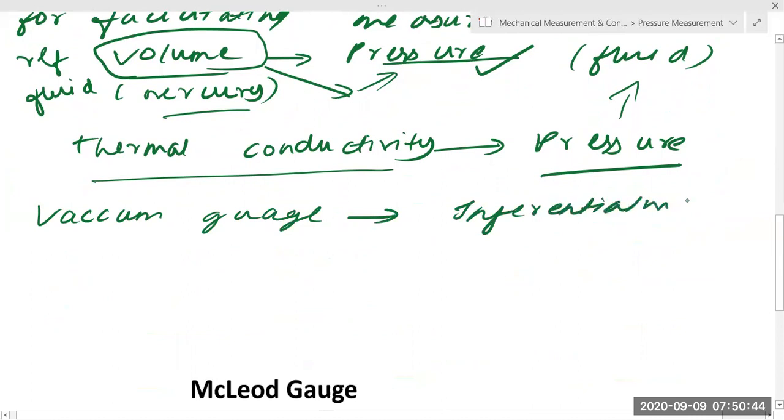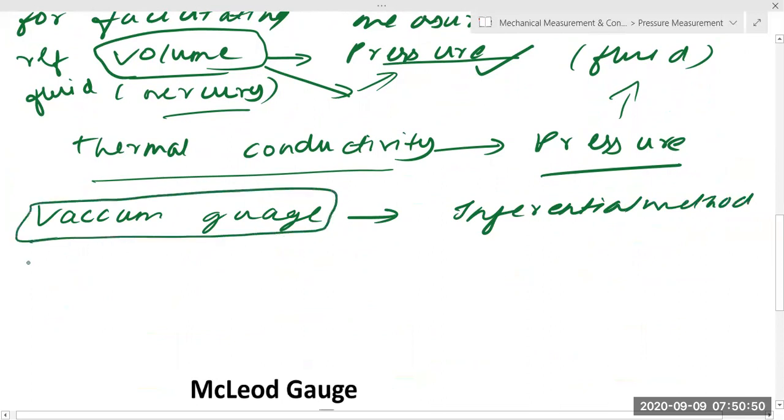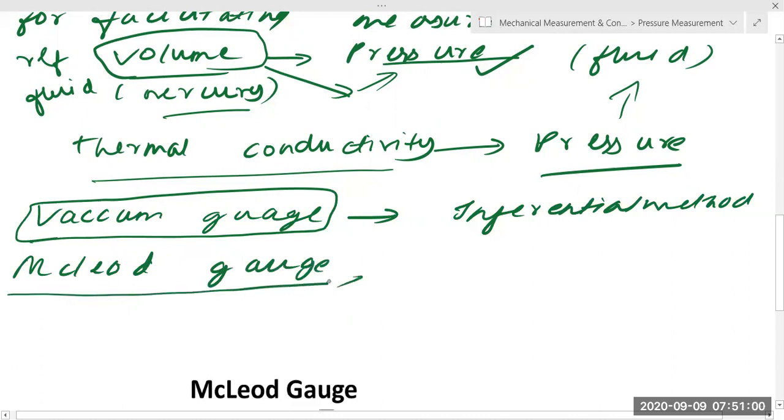What are those inferential or indirect methods? What are the devices that are used to measure vacuum by inferential method? One of the devices is called the McLeod gauge. It was named after the scientist Herbert McLeod, who invented this device. It actually uses the manometer concept. Remember, it uses the manometer concept to measure the vacuum pressure.